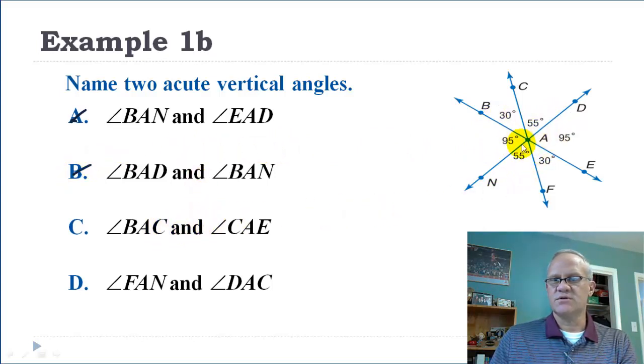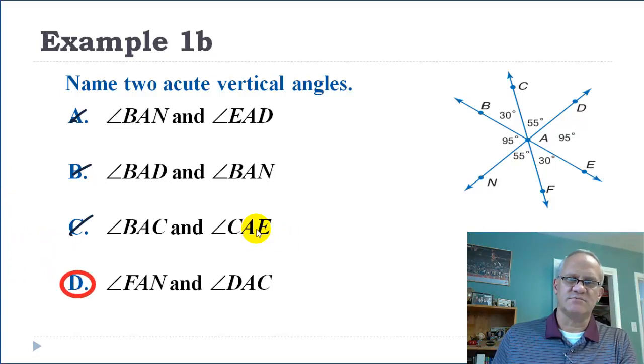BAC is 30 right here, and CAE, again, those are not even vertical. They're adjacent, but not vertical, so it's not that one. And as you've already seen, FAN is 55, and DAC is 55. So those are vertical. They're across from each other, straight across in straight lines. And so the bouncing red magical circle says yes.